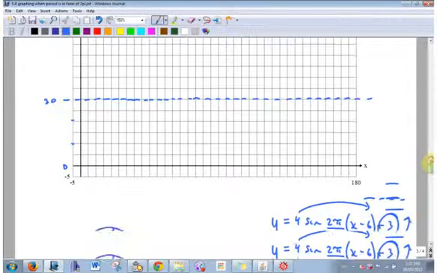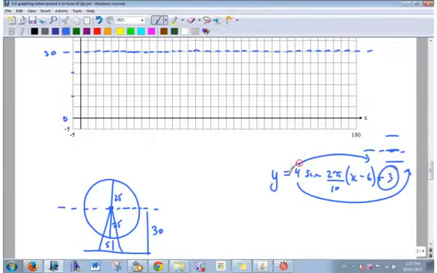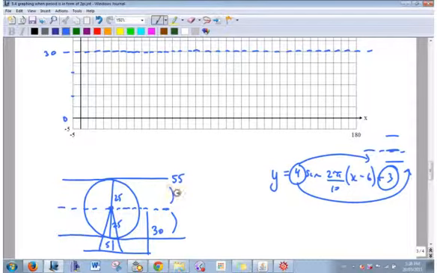Then what did we start with? Once you know that, then we look at the amplitude. From this midpoint, what's my maximum? How high does it go? 25 above this point, which goes up to 55. How low does it go? 25 below that point, which is 5 off the ground.